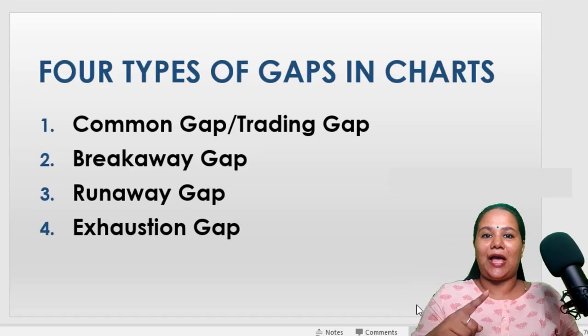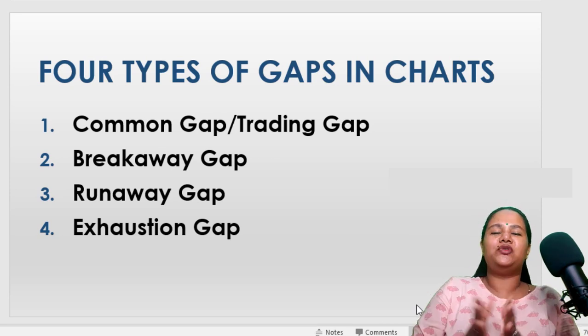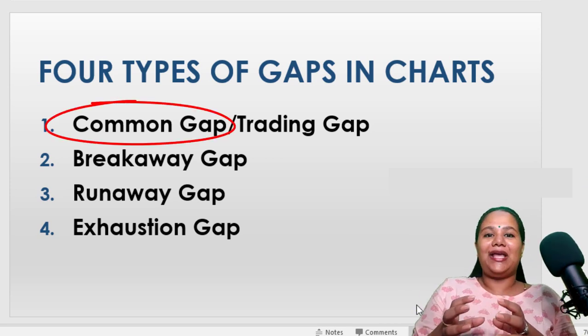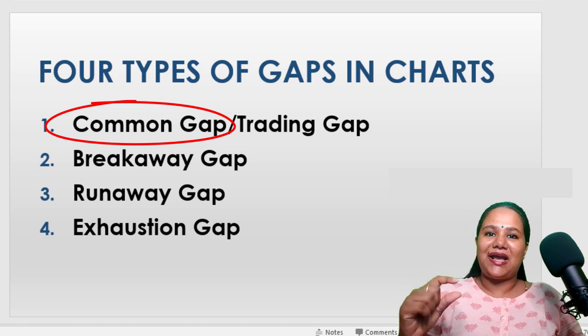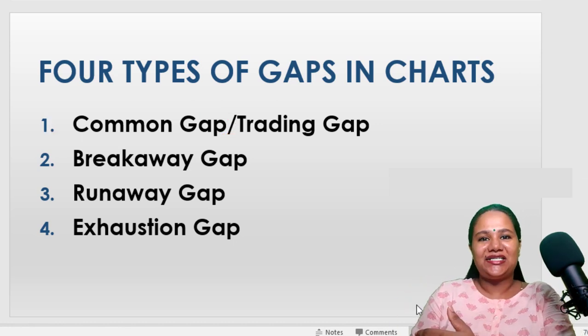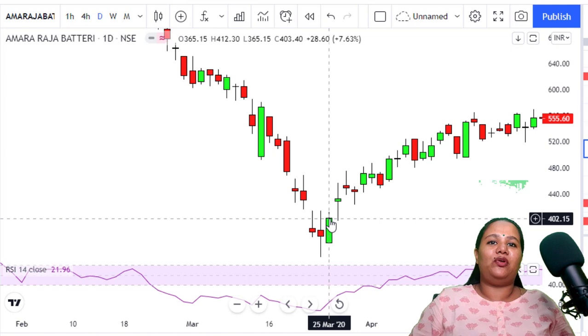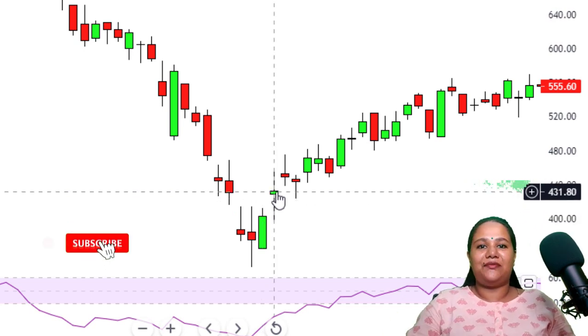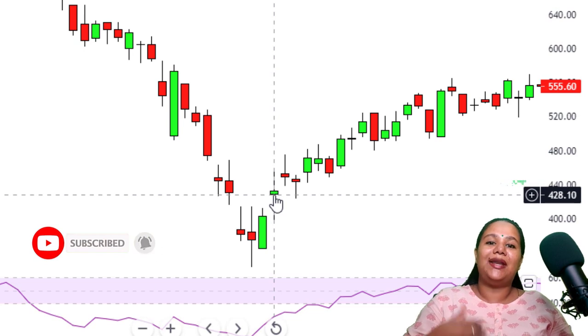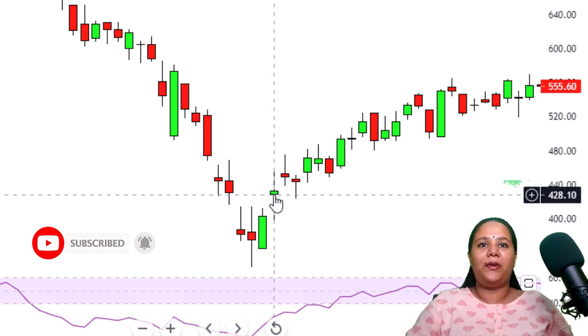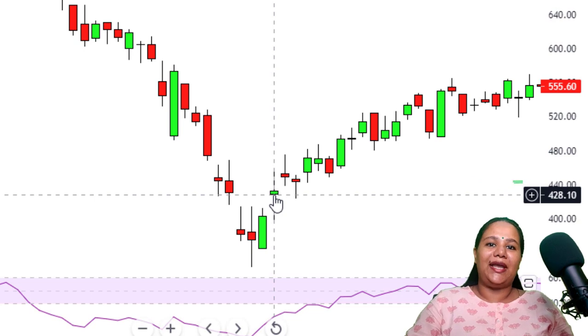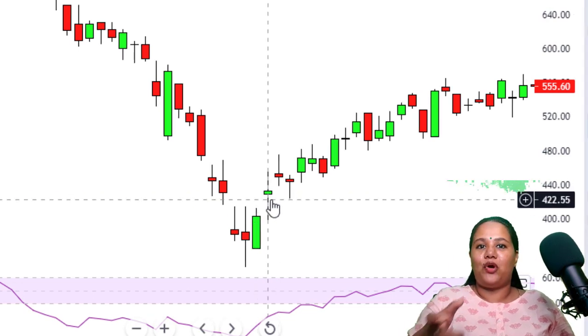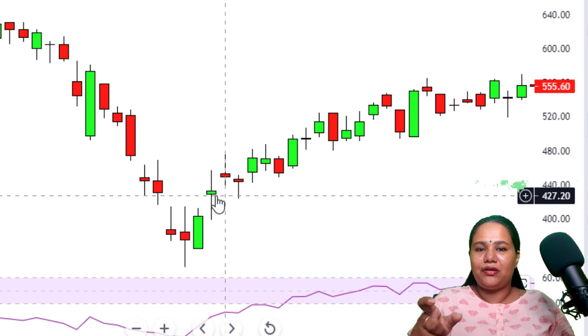So the first type of gap is common gap or trading gap. So basically, what is a common gap? A common gap is basically the small price difference that happens between yesterday's close and today's open. Take an example of this particular gap. So the market closed over here, right? This is a bullish candle, so the closing is over here at 403 on the previous day's daily time frame. So it closed at 403, and on the next day when the market opens, it opens over here at 428. So clearly there's a 25-point gap, okay, and that's a pretty big gap.